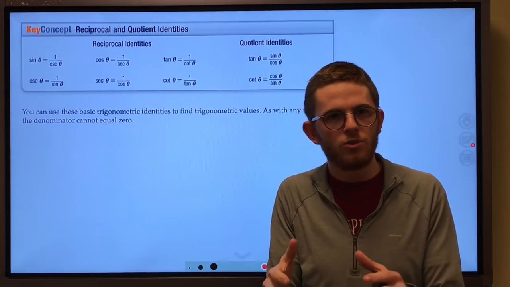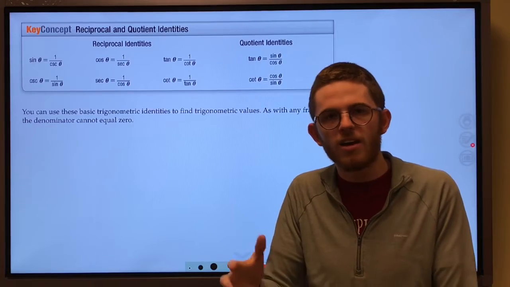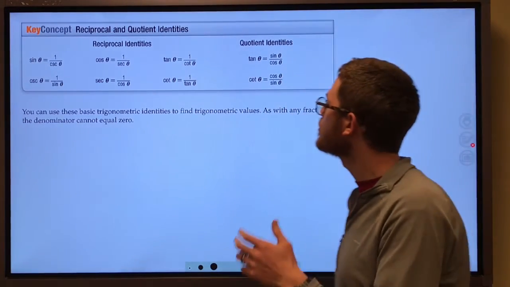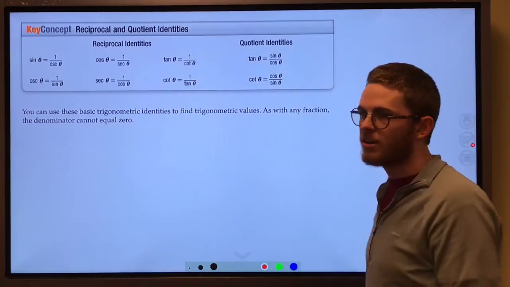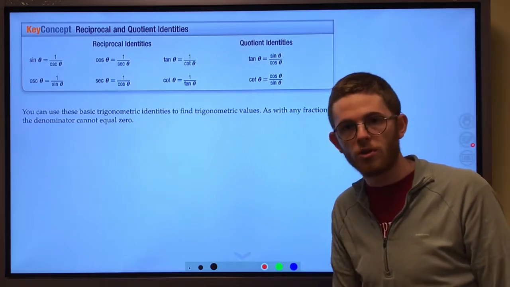So it might be easier and simpler. Maybe it's kind of like simplifying. But here are some very basic identities, and all of these are things that we've already talked about before. But that's what we're starting with here.